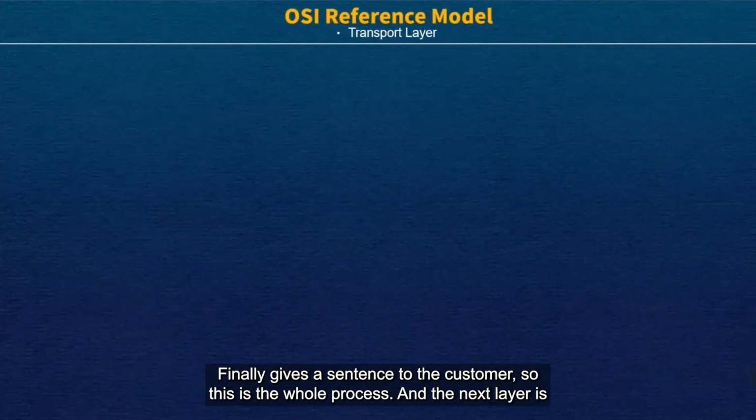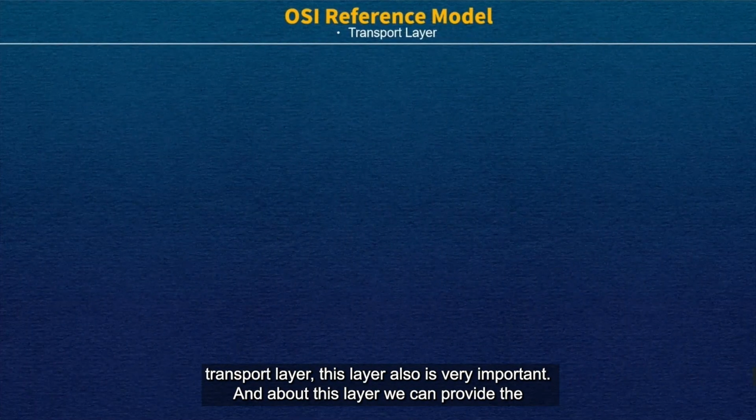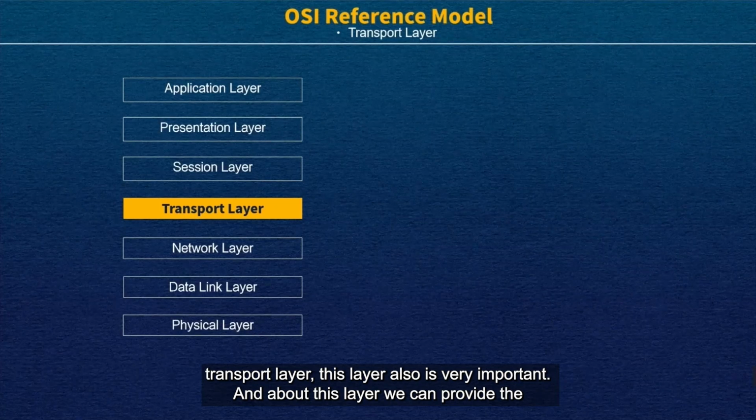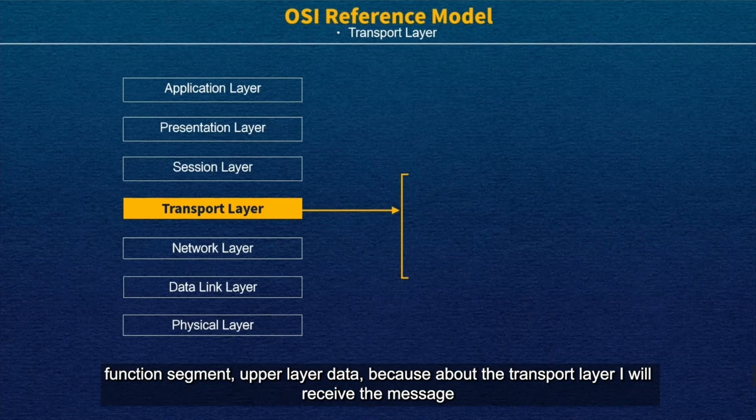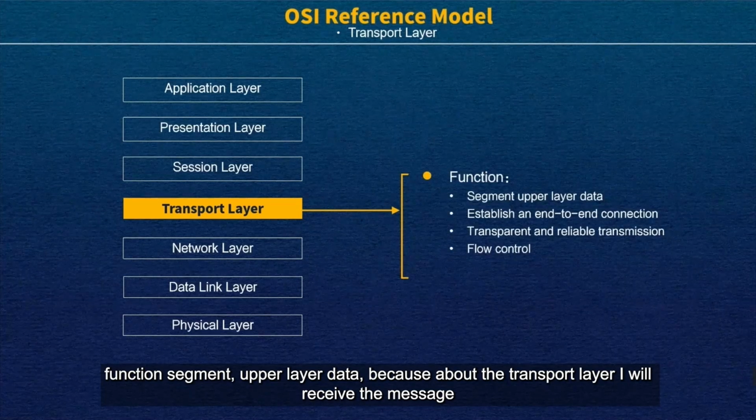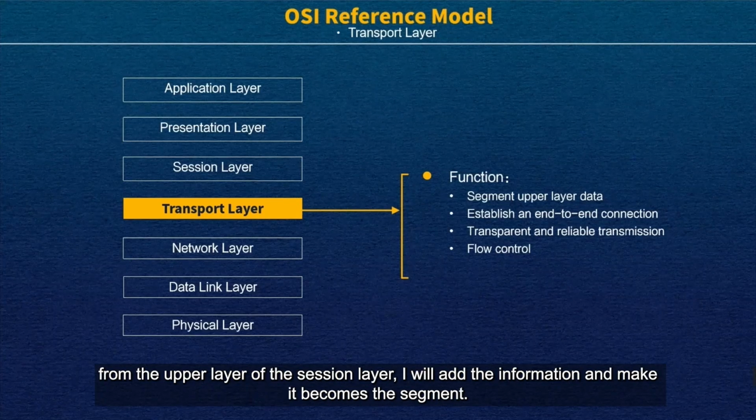And the next layer is the transport layer. This layer is also very important. For this layer, we can provide the function of segmenting the app layer data. Because the transport layer will receive the message from the app layer or session layer, I will add information and turn it into a segment.